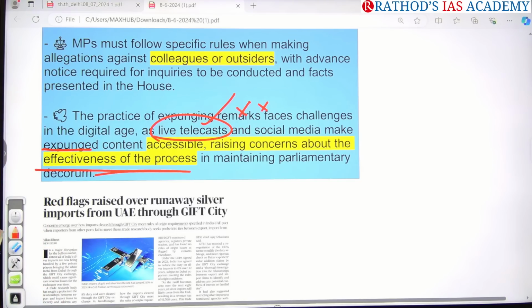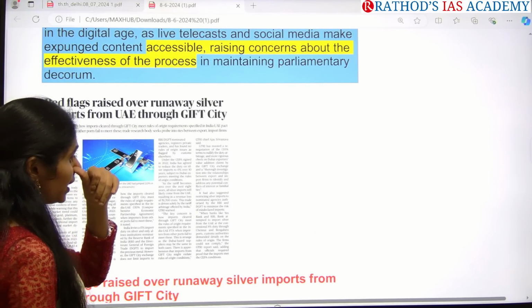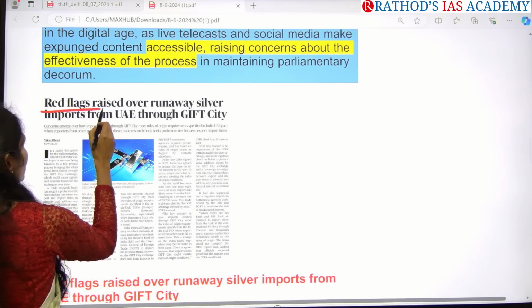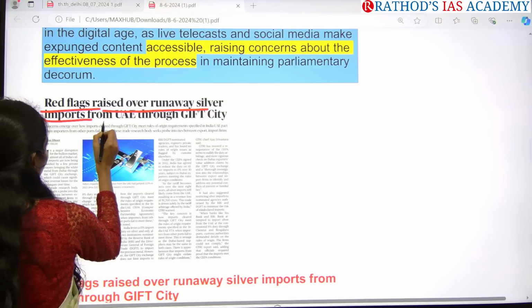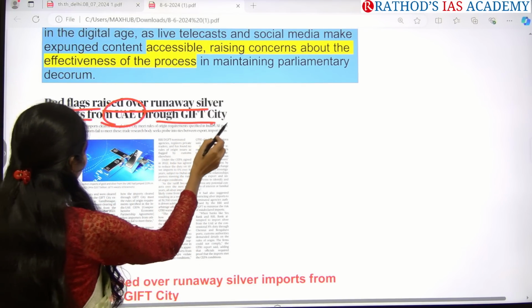So that is one important problem we are having now. So this thing you can focus on. And next I want to tell you the last topic of the day. It is about red flags raised over runaway silver imports from UAE through Gift City. So you might have heard about this word Gift City, right?